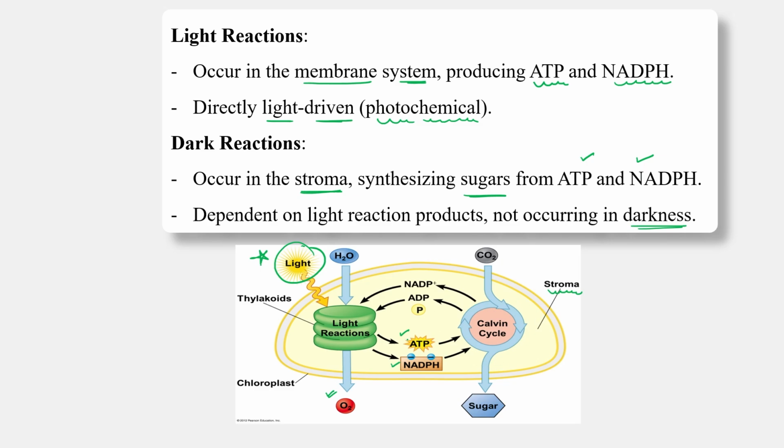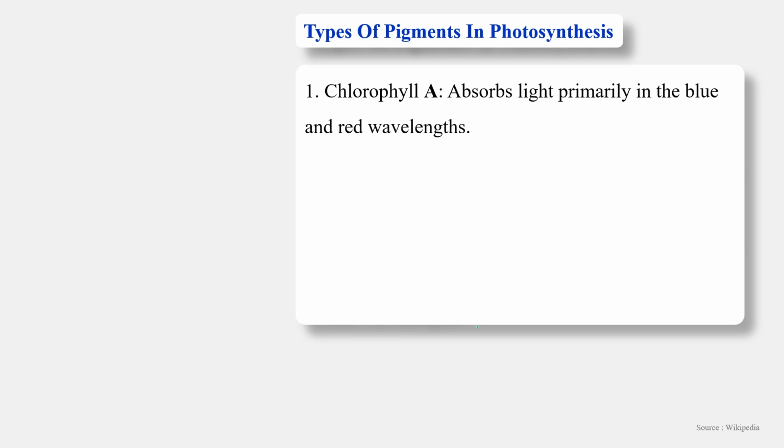It actually depends upon the products of the light reaction, meaning ATP and NADPH. Okay. So, what is the place here? The thylakoid is the place where the light reaction occurs, and the Calvin reaction, or dark reaction, occurs in the stroma. Now, what kind of pigments are involved in photosynthesis?